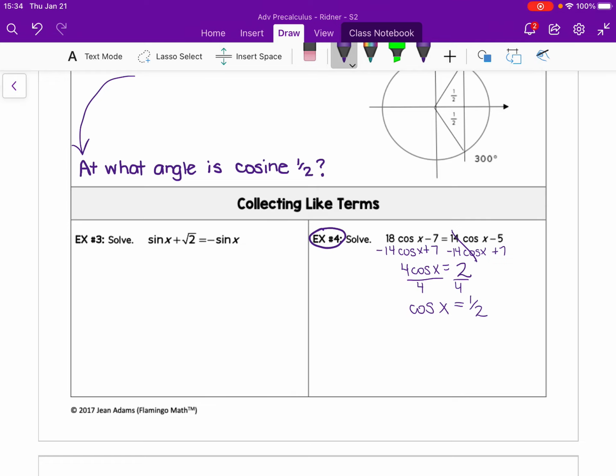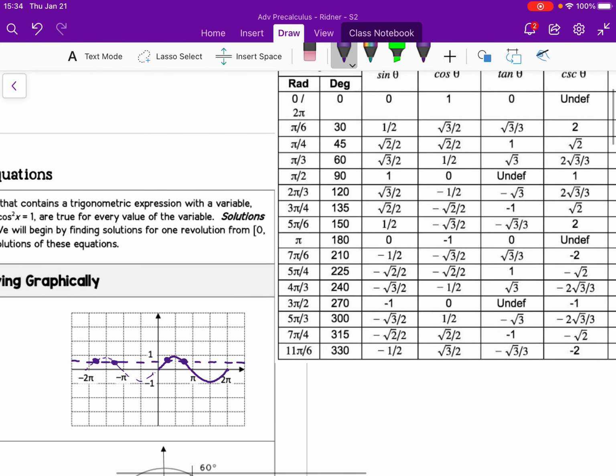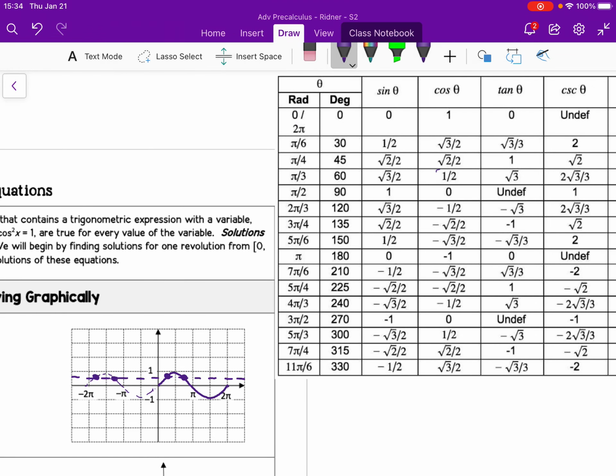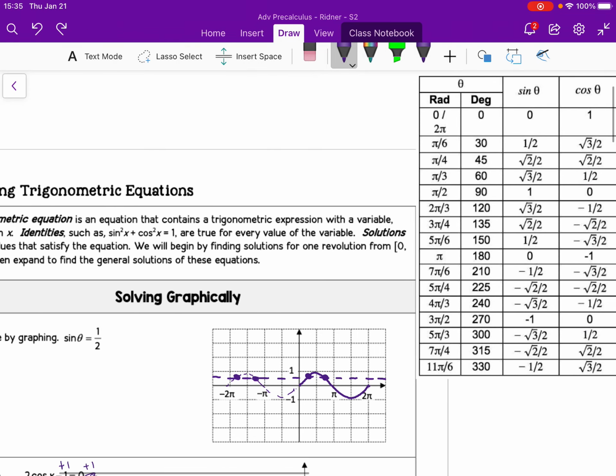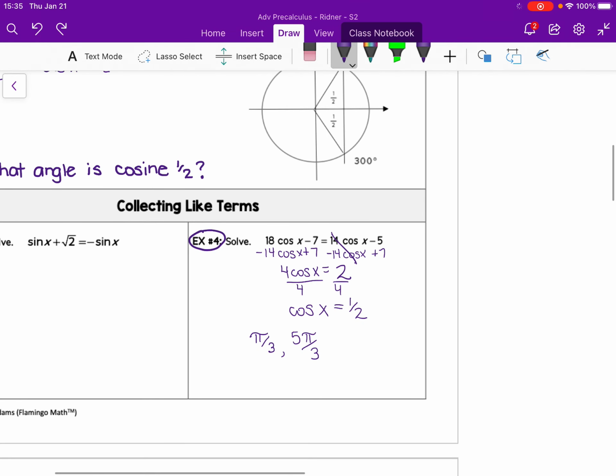Well, we've already talked about what that was. That was pi over 3 and 5 pi over 3. So again, using that chart, where cosine is 1/2, what is the radians? It was 5 pi over 3 and pi over 3. At some point, if you do this often, you would have this memorized and not need that chart, but that chart is very helpful. So this is my answer when I say between 0 and 2 pi.